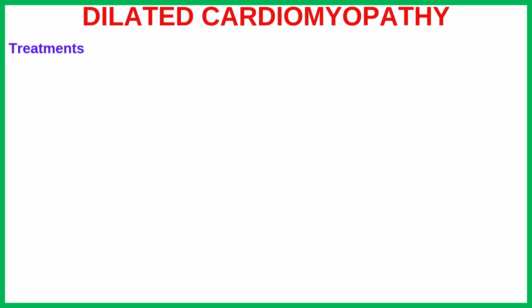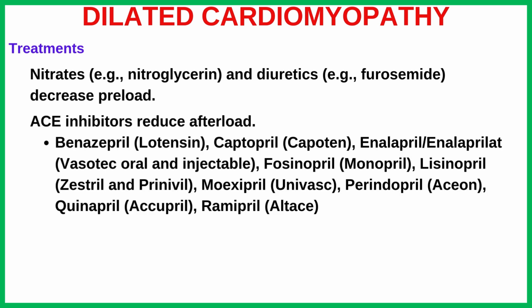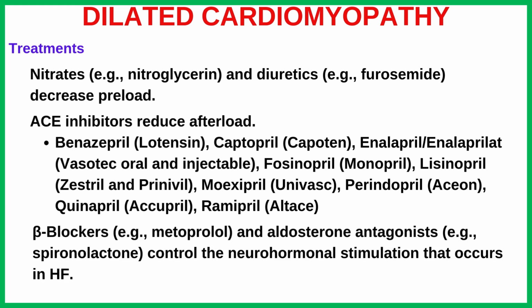Several different types of drugs are available to manage heart failure. Nitrates, for example, nitroglycerin, and antidiuretics, for example, furosemide, decrease preload. ACE inhibitors reduce afterload. Drugs with last letters pril, for example, benazepril, captopril, enalapril, are the examples of ACE inhibitors. Beta blockers, for example, metoprolol, and aldosterone antagonists, for example, spironolactone, control the neurohormonal stimulation that occurs in heart failure.